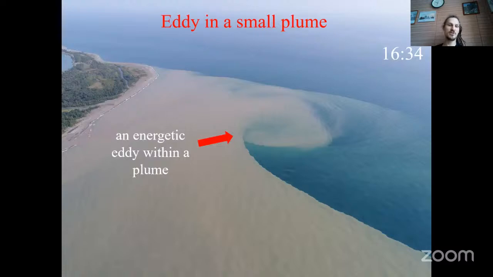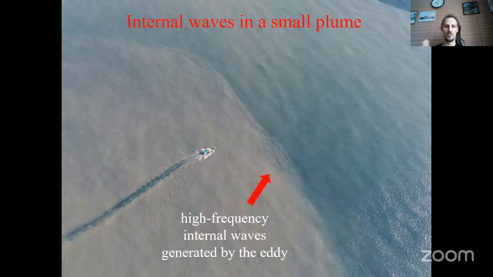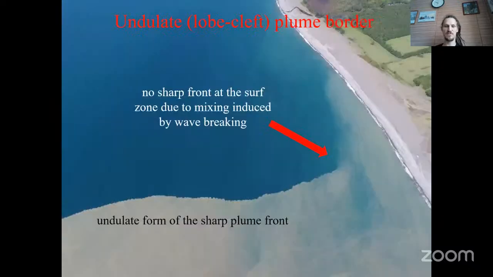So we can see energetic eddies within the plumes, which I was speaking about just a few slides before, using aerial images. We can see again high frequency internal waves, and all these data could be collected better with aerial remote sensing if it's available. Some features on the plume front also affect mixing.